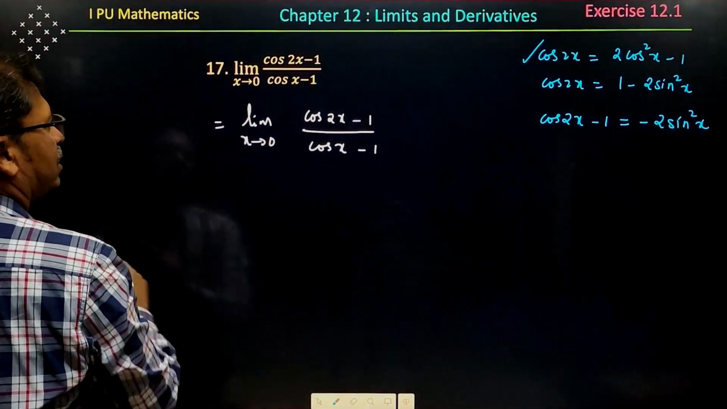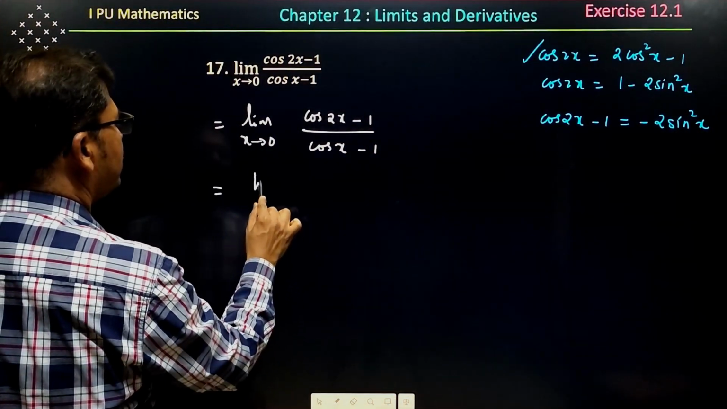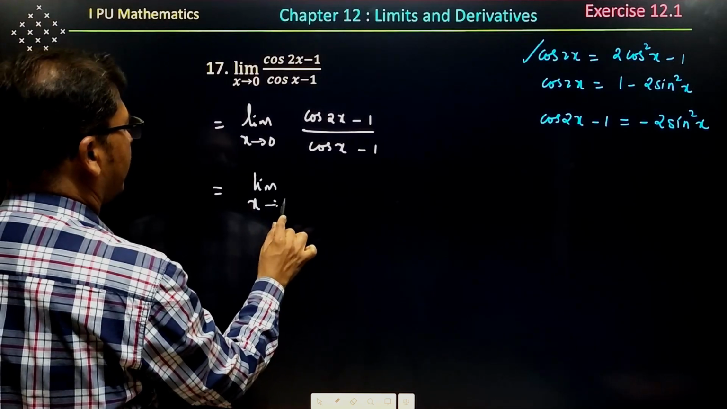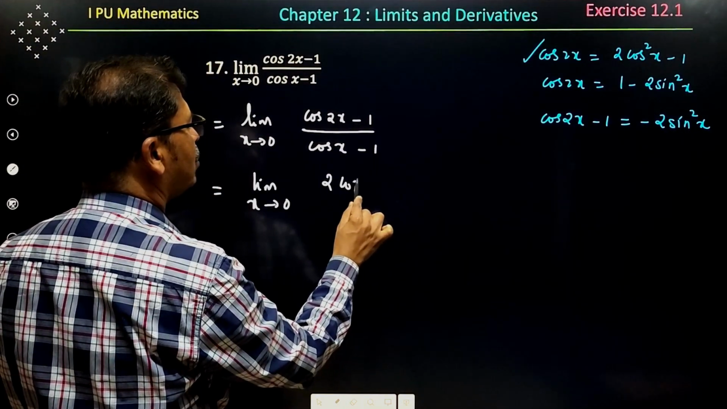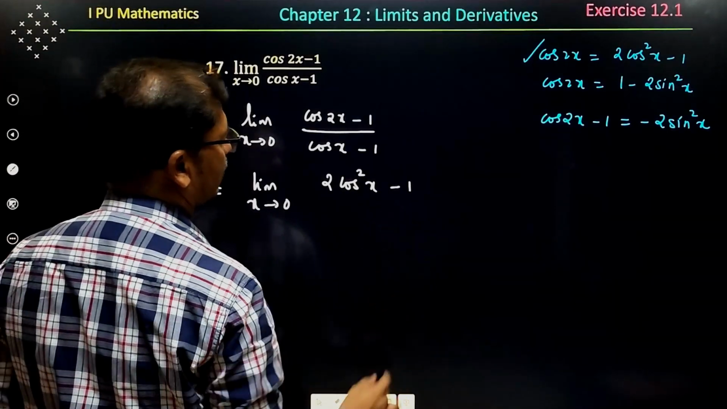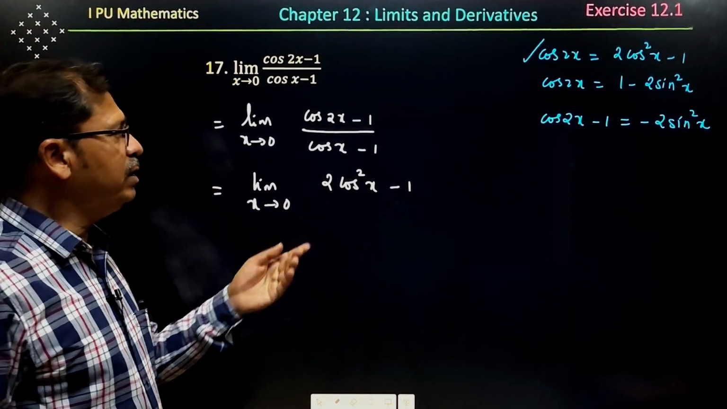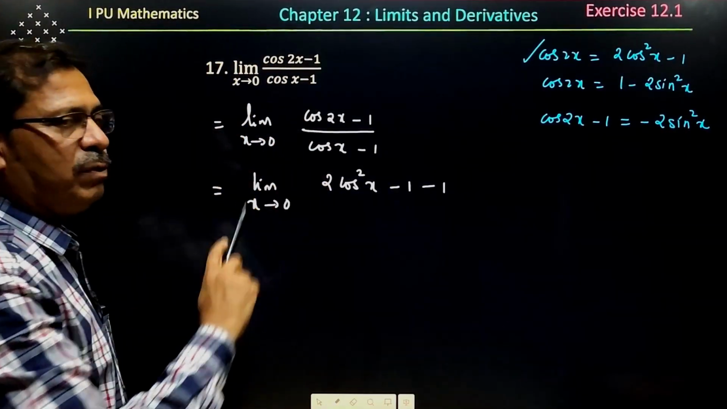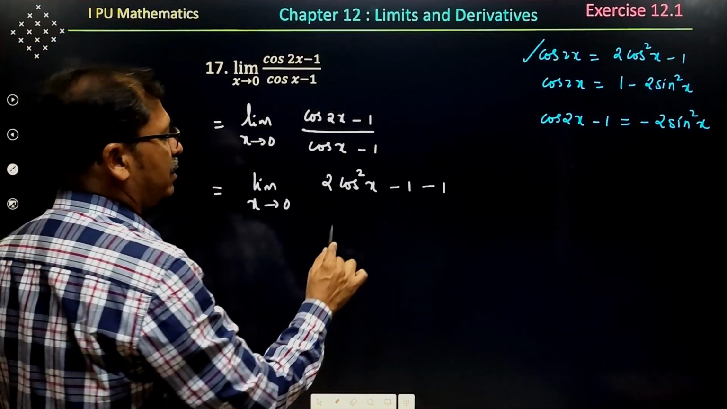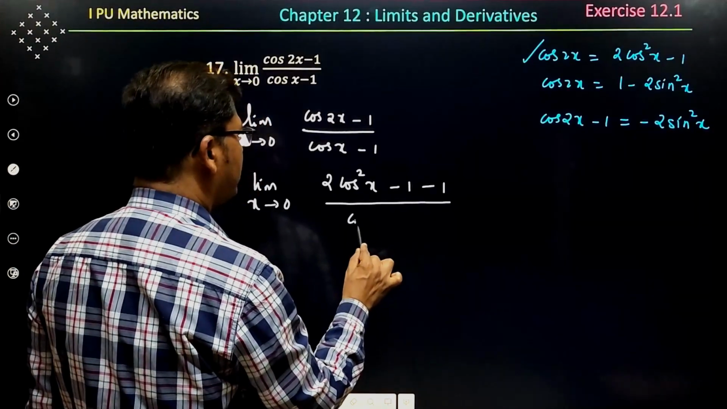See what happens. This is equal to limit x tends to 0, you write as it is. Cos 2x is equal to 2 cos square x minus 1. Minus 1 is already there, one more minus 1 that you need to write. See, cos 2x formula is 2 cos square x minus 1. And the denominator you write as it is, cos x minus 1 here.